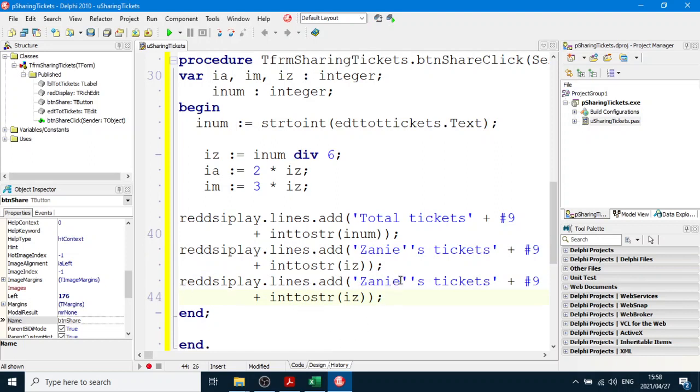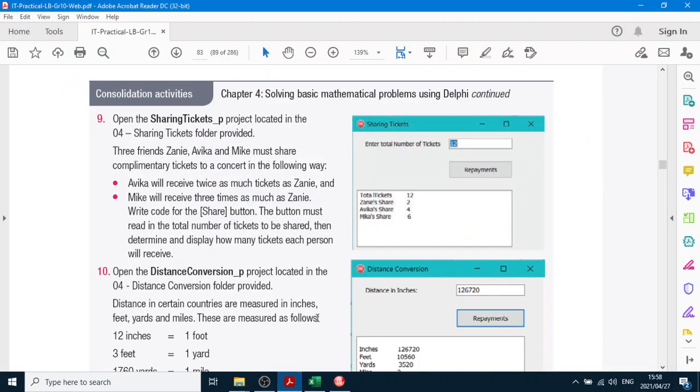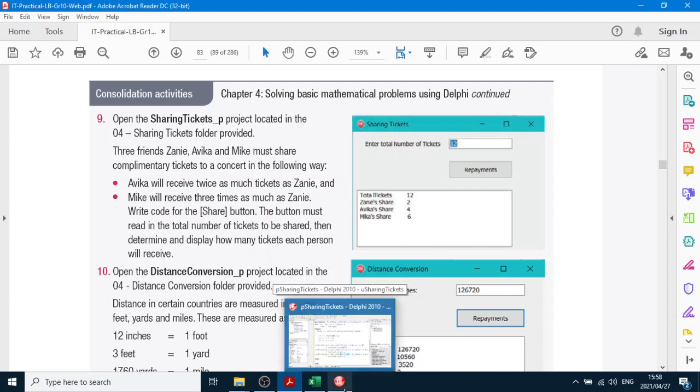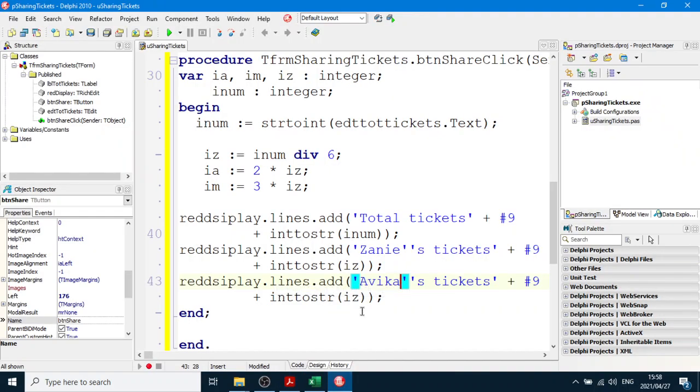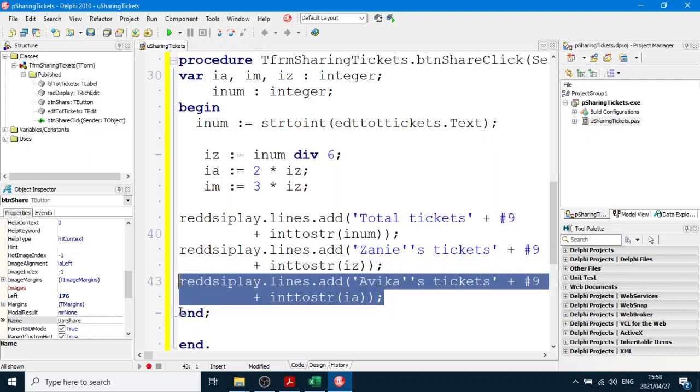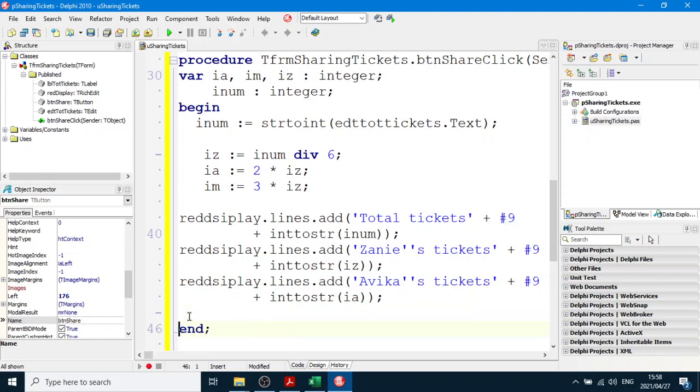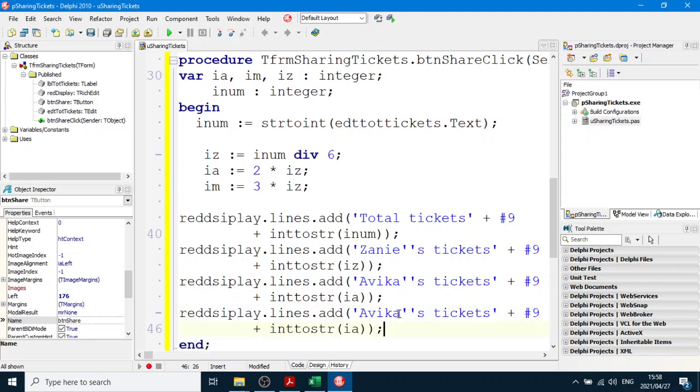And Avika's, I think it's Avika's tickets. Avika, yes, and Mika. It's not Mike. Oh, it is Mike's. It is Mike. Could be Mika, but it's Mike's. Okay, take note how to change that. And then I'm going to do the next one, and Mike. Take note of the 2 apostrophes, 2 inverted commas to get an apostrophe. Now that should be interesting.